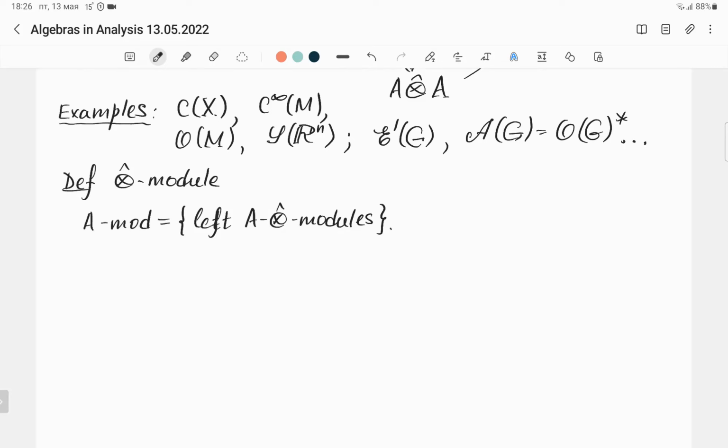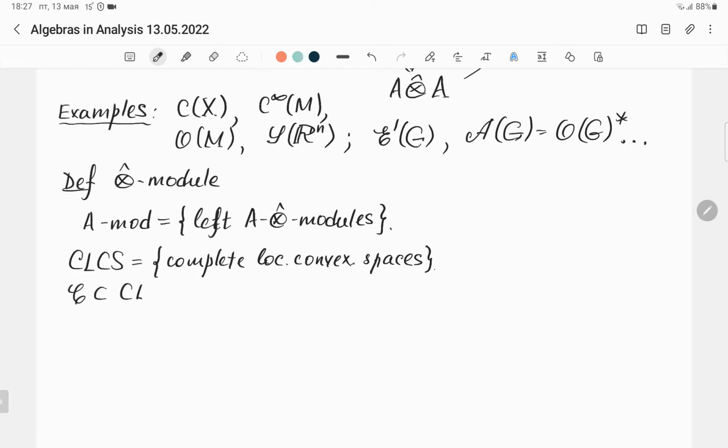Now, if the algebra A has some special linear topological properties, then it seems reasonable to consider only those topological A-modules whose underlying linear topological space has the same properties. So to achieve this, let's introduce some notation and some definitions. The category of all complete locally convex spaces will be denoted like this. Category of complete locally convex spaces. And suppose that we have a full additive subcategory.